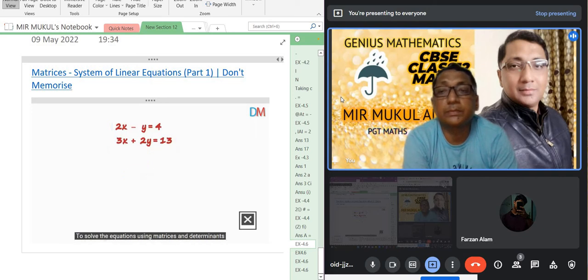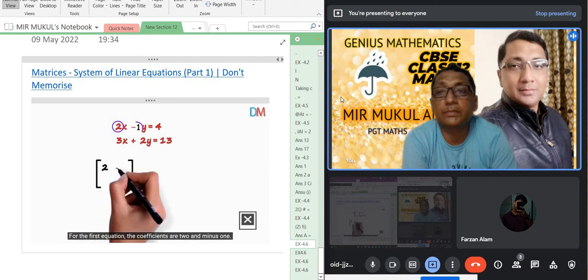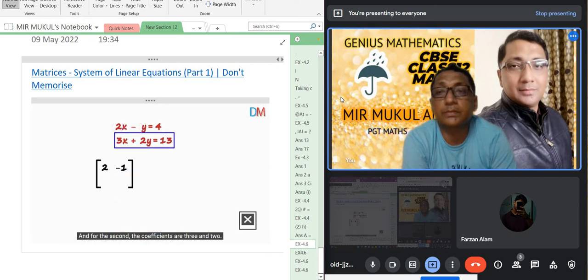To solve the equations using matrices and determinants, we first need to write them in the matrix form. So we first write the matrix of the coefficients. For the first equation, the coefficients are 2 and -1. And for the second, the coefficients are 3 and 2. This is the matrix of coefficients of the two variables.